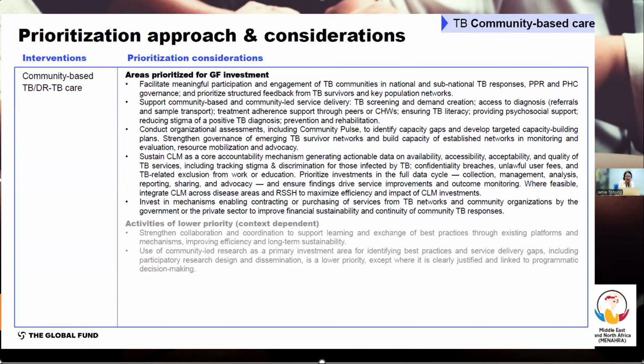So things like continuing to meaningfully engage TB communities in national and subnational TB response, really supporting community-based and community-led service delivery, organizational assessments and capacity building of organizations, sustaining community-led monitoring. These continue to be areas that are prioritized. On the other hand, what's of lower priority are things like support for learning and exchange of best practices, use of community-led research, unless there is a clear link to programmatic decision making. So these are lower priority.